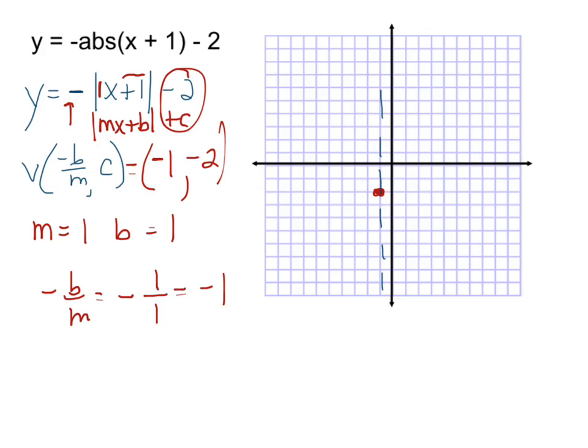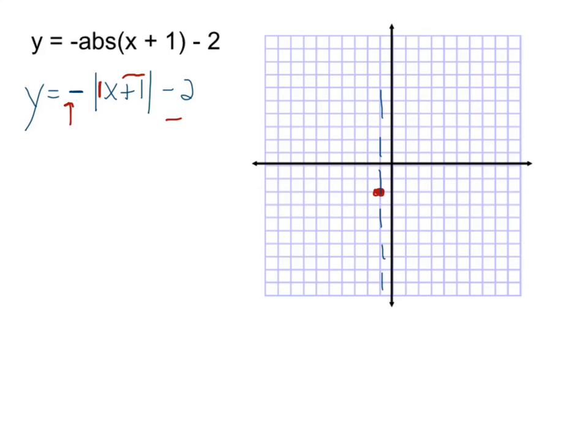I can pick now any value that I would like for x, except the one value you do not want to pick, which is negative 1 for x. The reason you don't want to pick negative 1 is you already know what happens when x is negative 1. You get negative 2. So let's plug in something to the right of it. Let's plug in 3. That's a good distance away. So we'll go x equals 3, and we'll plug a 3 in.